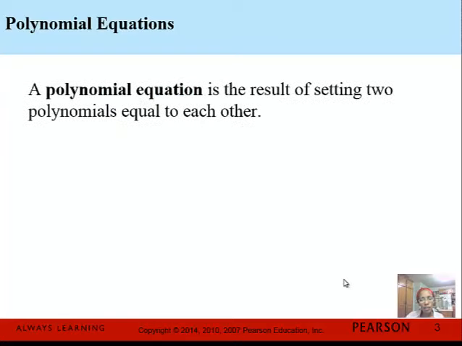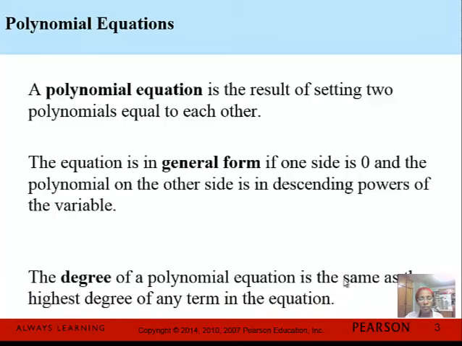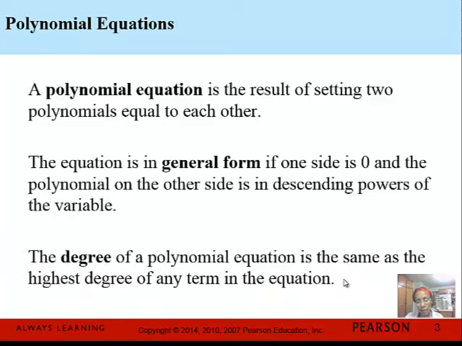A polynomial equation is the result of setting two polynomials equal to each other. The equation is in general form if one side is 0 and the polynomial on the other side is in descending powers of the variable. The degree of a polynomial equation is the same as the highest degree of any term in the equation.